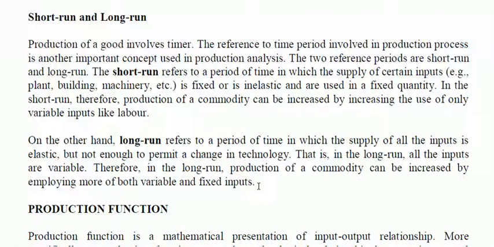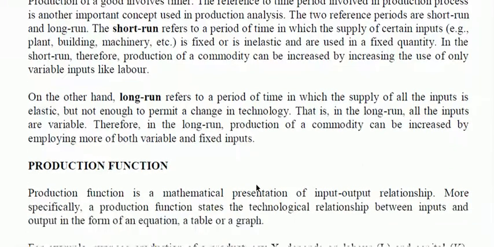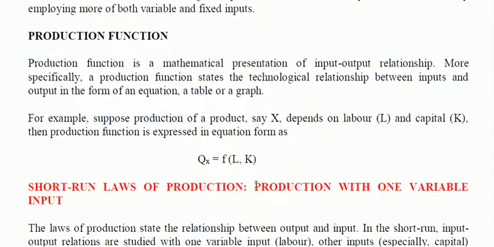So in the long run, almost all the things will be varying, including technology, machinery, land, where we are increasing the plants or anything. So in the long run, mostly everything will be changing as far as inputs and processes are concerned, whereas in the short run, a few things will remain fixed and only a few things will be varying. So first we'll go through the short run production.